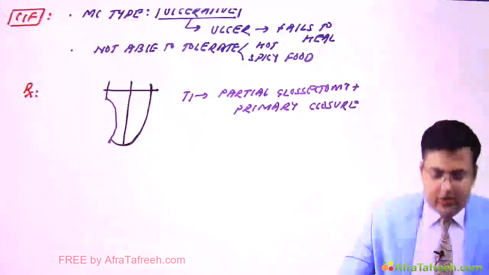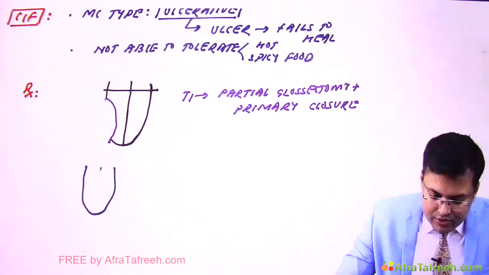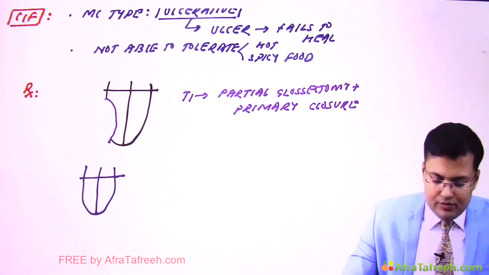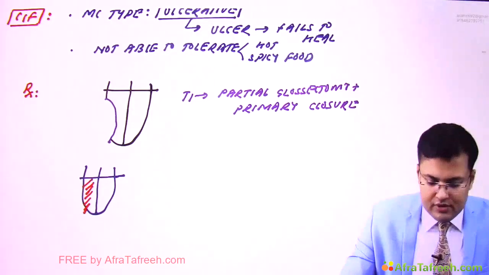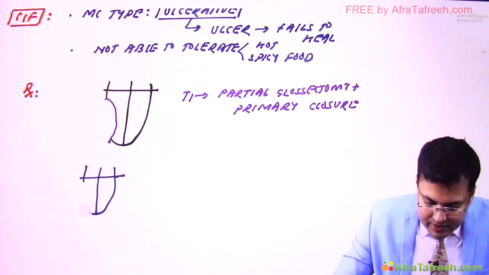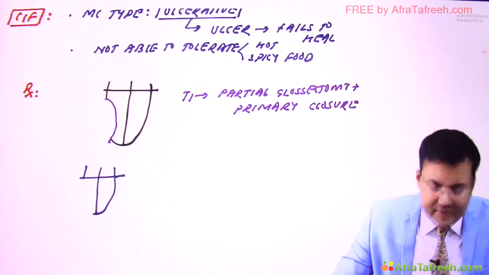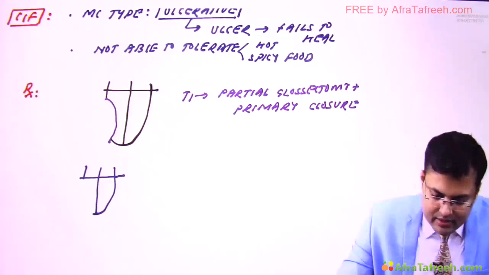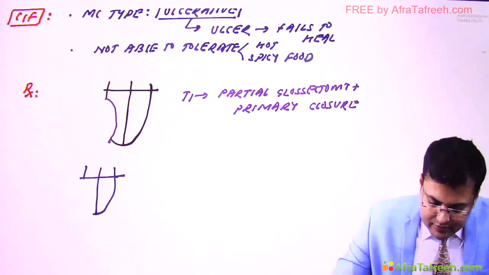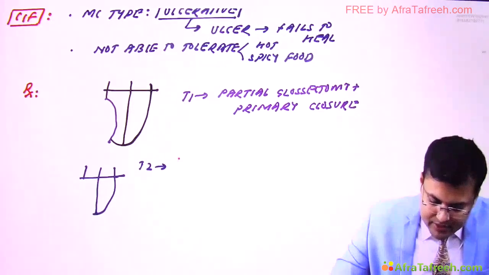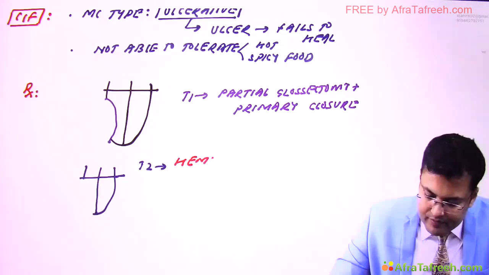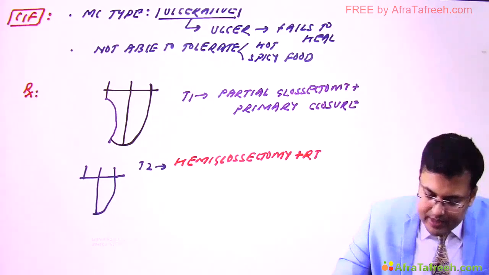Okay, now see, if the patient is having T2, for T2 we are going to perform the hemiglossectomy. So half of this tongue is removed. So here you can see we perform hemiglossectomy and we give radiotherapy. So here for T2 we perform hemiglossectomy, clear, and we give radiotherapy.